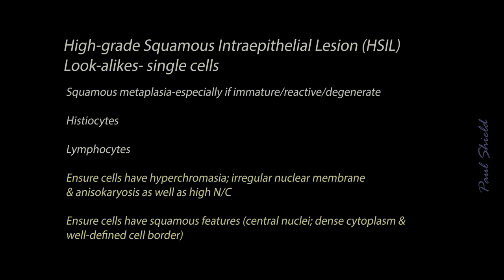And so it's important when you're evaluating these cells to make sure that the cells have all the features of HSIL. That would include hyperchromasia, irregular nuclear membrane, and particularly variation in size and shape, as well as quite a high NC ratio. And it's also important to rule out histiocytes and lymphocytes, for example, by identifying that the cells all have a central nucleus. They have fairly dense cytoplasm with a well-defined cell border. So if you have all of those, you have got abnormal high-grade squamous intraepithelial lesion cells.